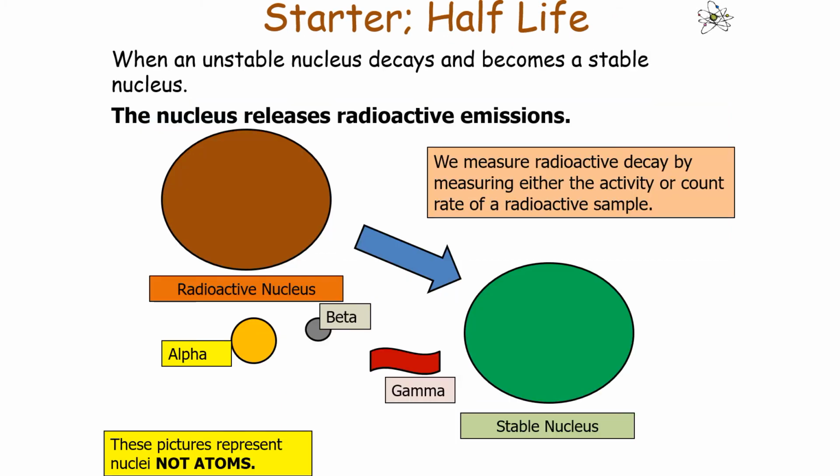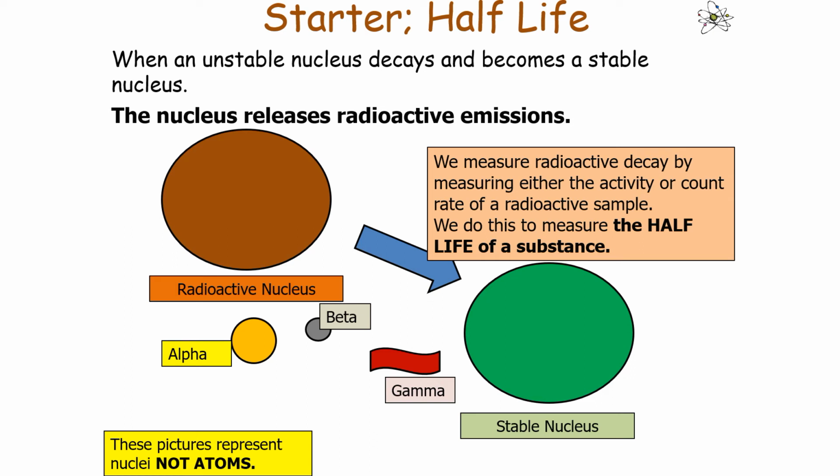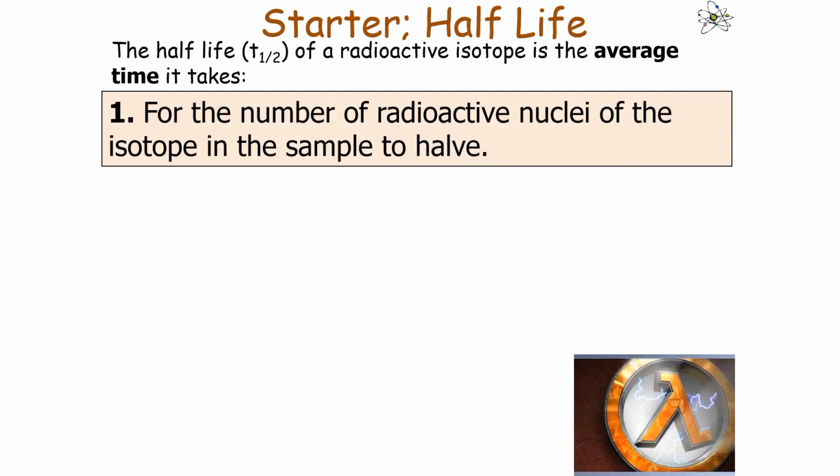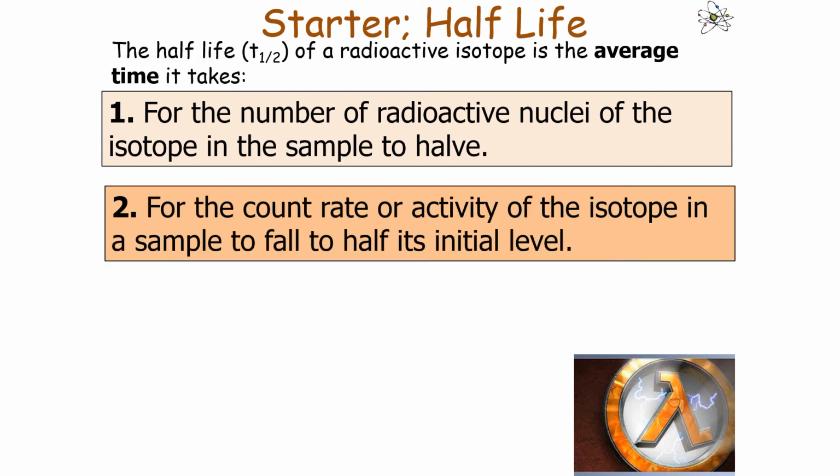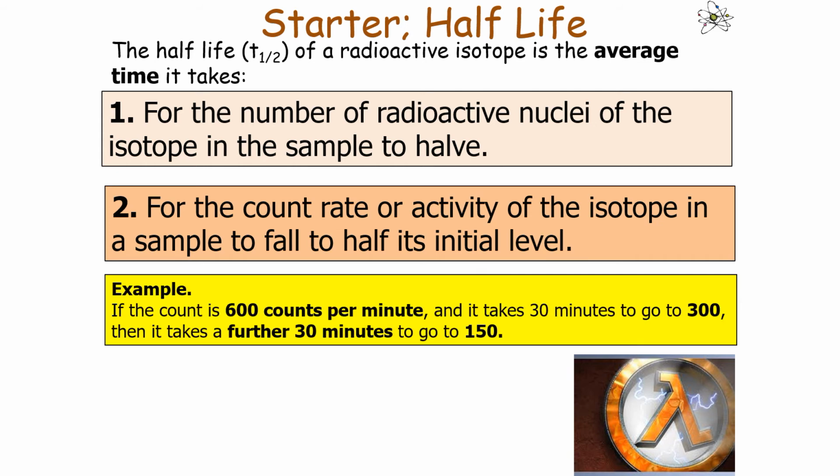So we can measure radioactive decay by looking at the activity or count rate of a sample, which can lead to the half-life of a substance. So the half-life of a radioactive isotope is the average time it takes for the number of radioactive nuclei of the isotope in the sample to halve, or for the count rate to fall, or the activity of the isotope to fall to half its initial value. So for example, going from 600 counts per minute to 300 counts per minute.